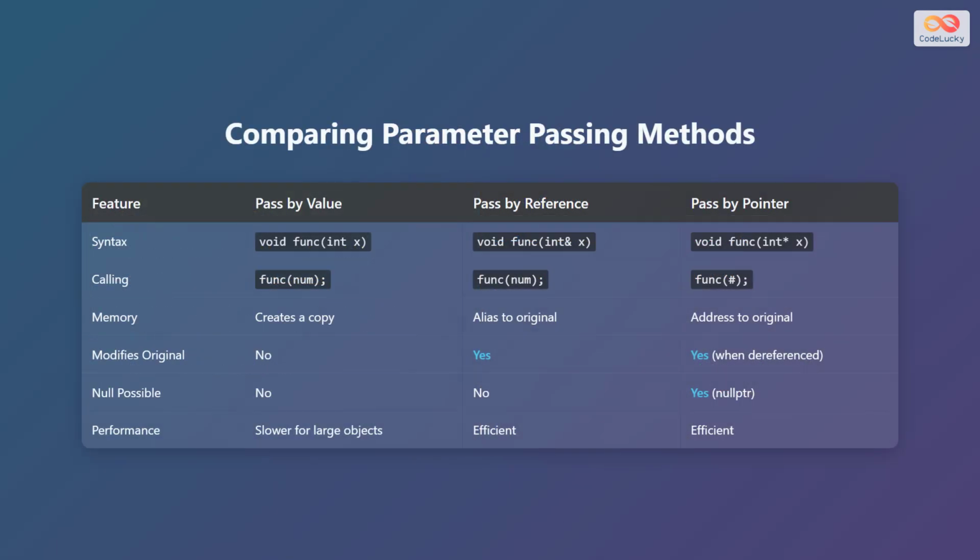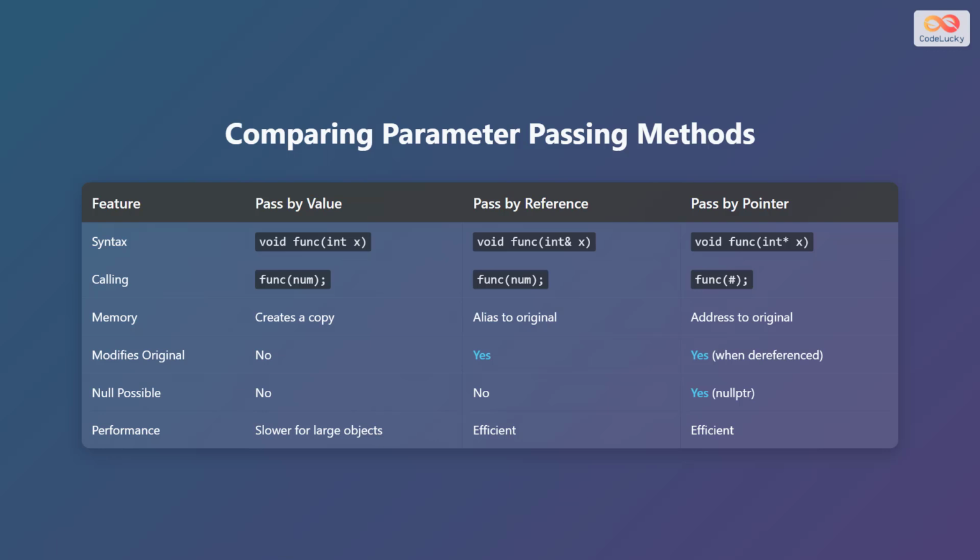Let's compare the three parameter passing methods. In terms of syntax, pass by value is void function(int x), pass by reference is void function(int& x), and pass by pointer is void function(int* x). When calling the function, pass by value is function(number), pass by reference is function(number), and pass by pointer is function(&number). In terms of memory, pass by value creates a copy, pass by reference is an alias to the original, and pass by pointer passes the address to the original.